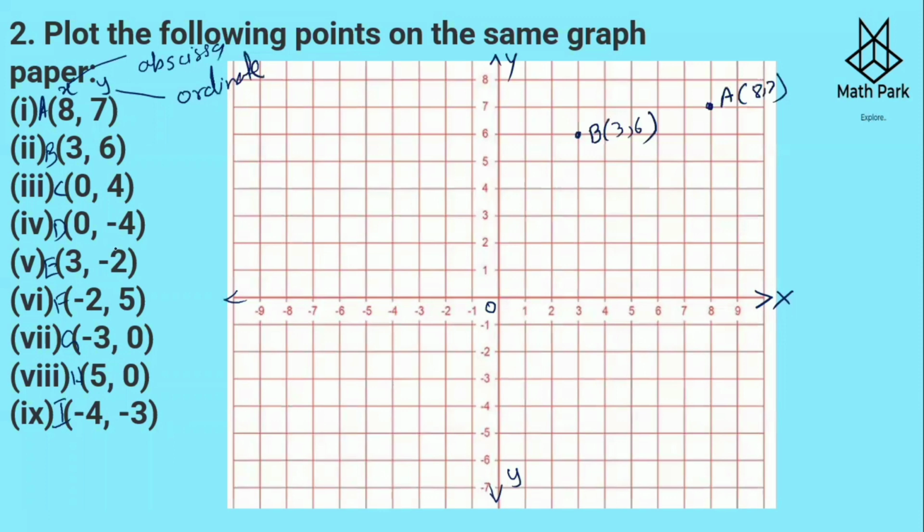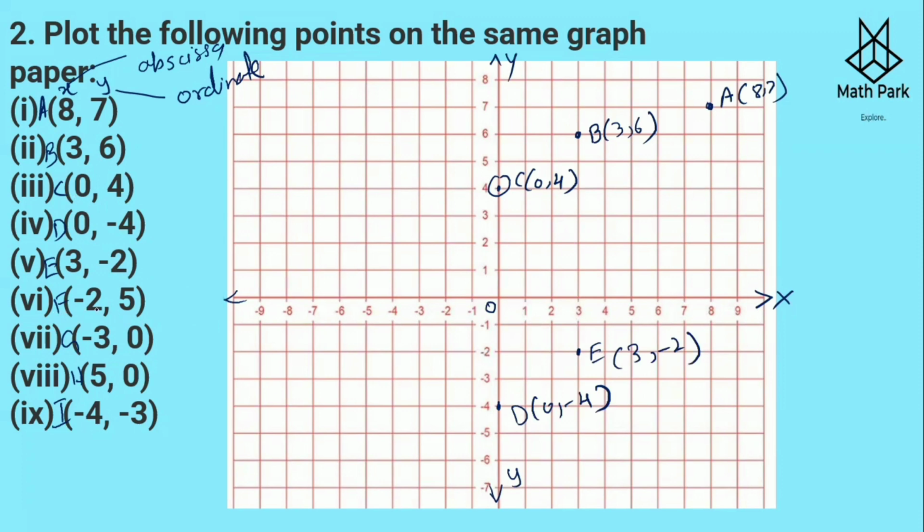C is (0, 4). So x is 0 and y is 4. This is point C, (0, 4). D is (0, −4). So x is 0 and y is −4. This is point D, (0, −4). E is (3, −2), which is going to lie in the fourth quadrant. This is your E, (3, −2).